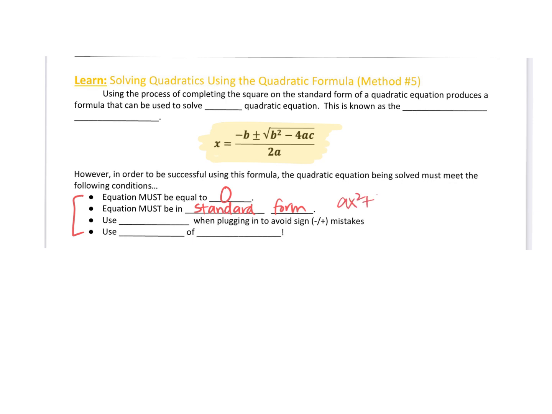ax squared plus bx plus c. It has to look something like that. All right, the third thing is when you're solving it, you should use parentheses to avoid any kind of positive or negative mistakes. So just like I did in the warm-up, use parentheses when you plug numbers in. And then you also need to make sure you use the order of operations when you're solving these problems.